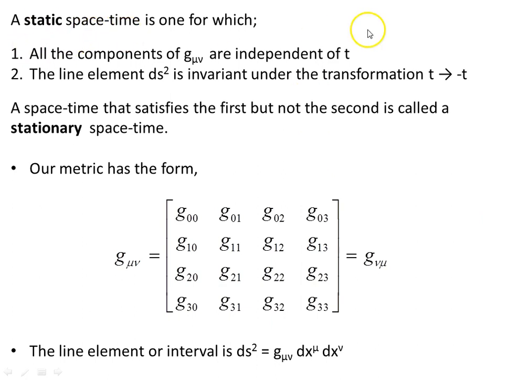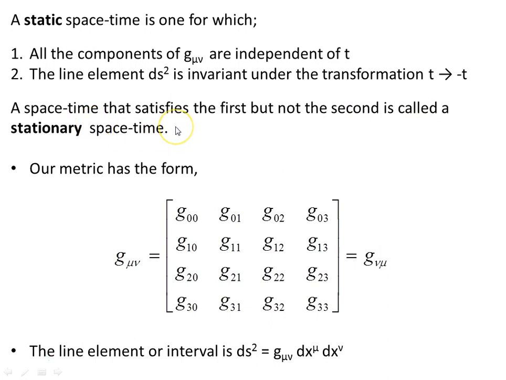Now, a static space-time is one for which all the components of the metric are independent of time, t, and the line element ds squared is invariant under the transformation t replaced with minus t. So under time reversal, where t is replaced with negative t, we want the line element ds squared to be invariant. Now, a space-time that satisfies the first but not the second is called a stationary space-time.